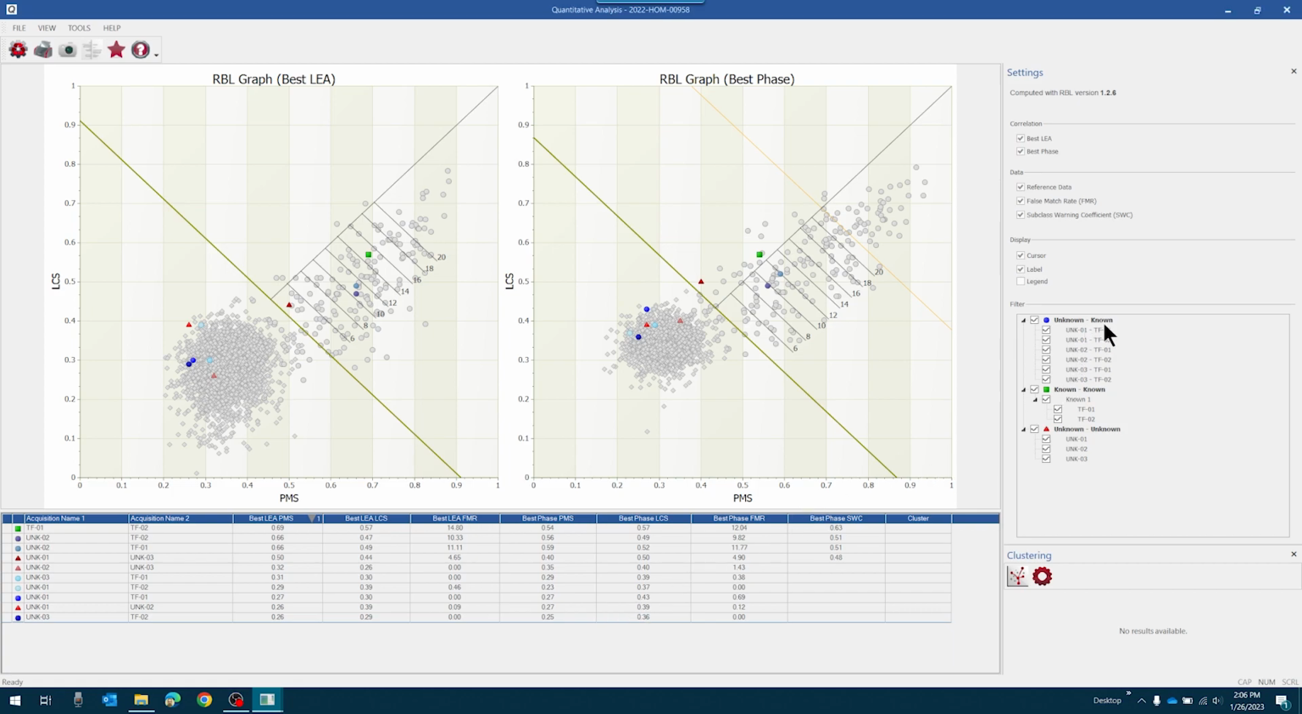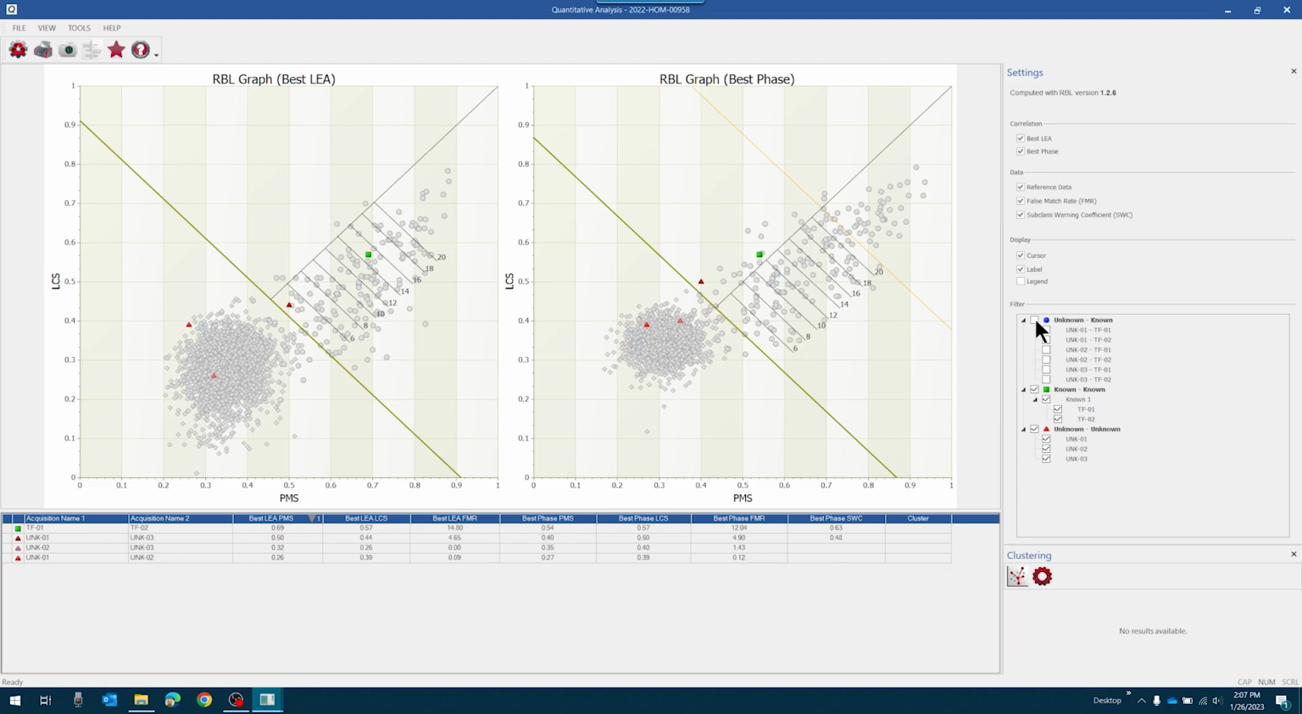If we look over here on the far right, we have a series of drop lists here. Everything with a blue marker in the graph are the unknown items that were compared to the 2 knowns, testfire 1 and testfire 2. So the unknowns compared to the test fires all ranked with the blue markers here.